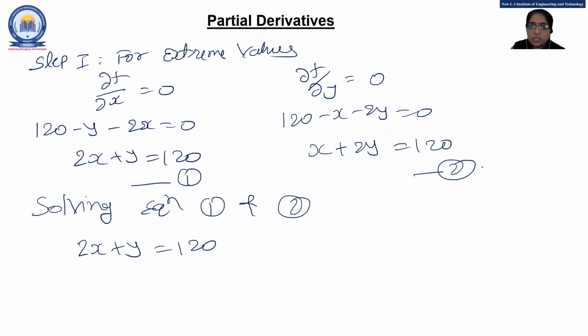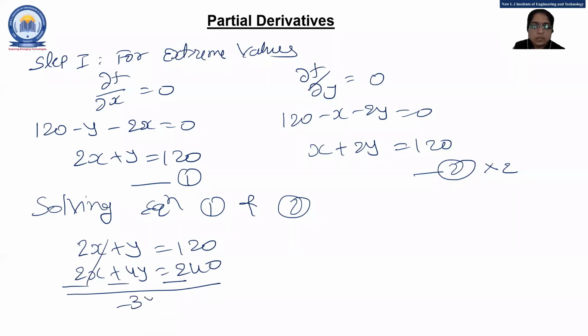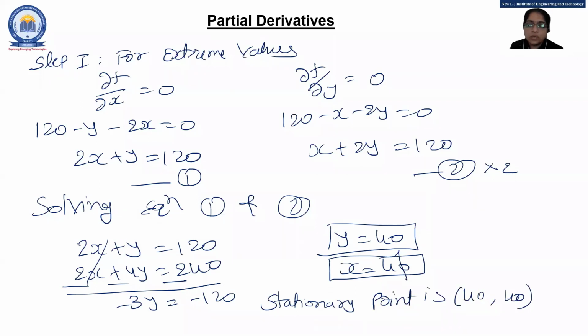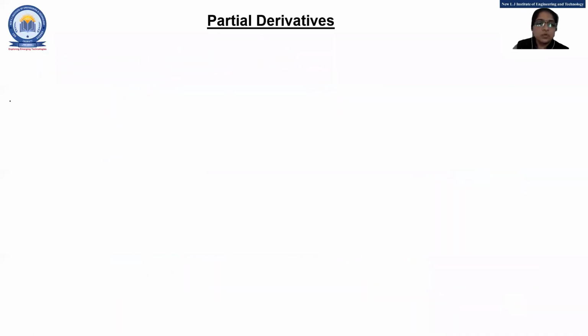So if I multiply equation 2 by 2, then I have here 2x plus 4y is equal to 240. After simplification and subtracting, minus 3y is equal to minus 120. So y is equal to 40. And after substituting the value of y in either equation 1 or 2, the value of x is also 40, right? So the stationary point is 40, 40.